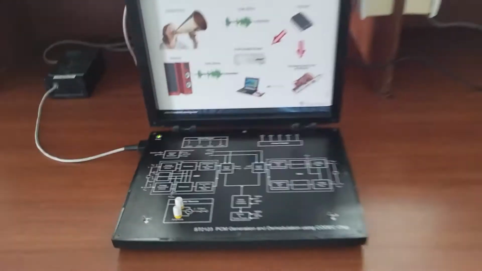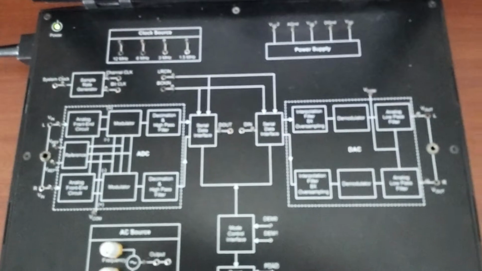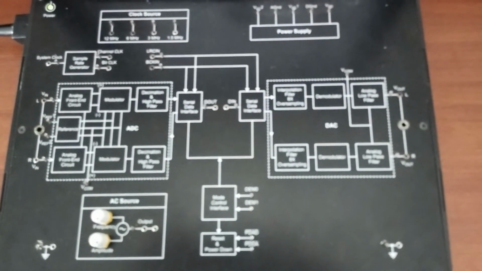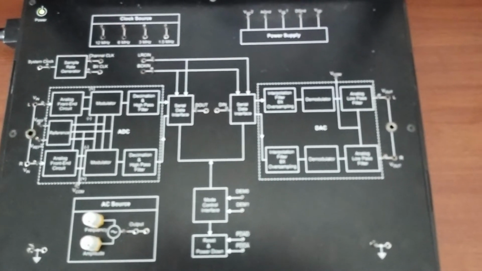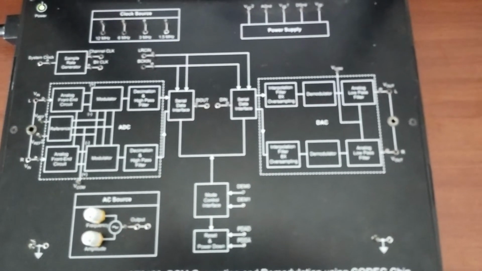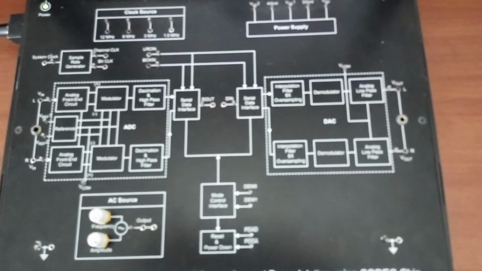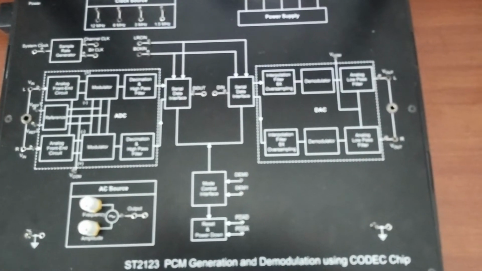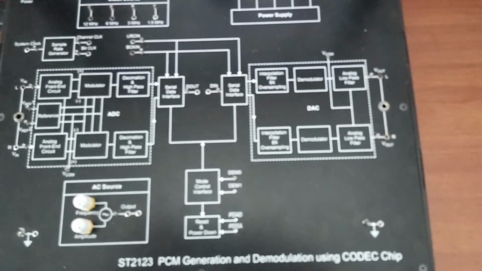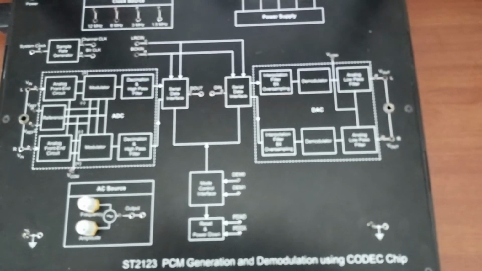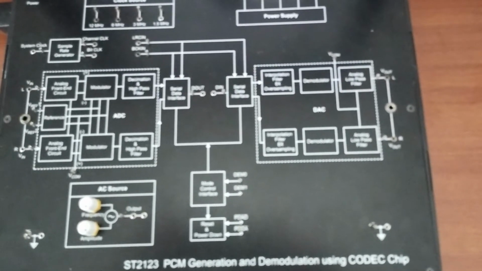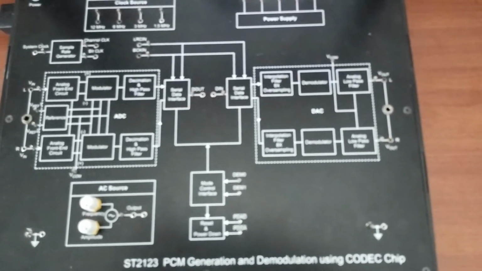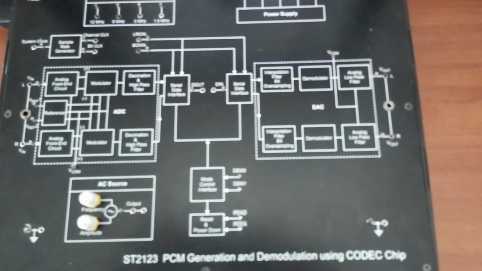Coming to the circuit operation, in pulse code modulation, we need an analog signal as a message and a pulse signal as a carrier. These two signals are given to the analog to digital converter. The output of the analog to digital converter is in the form of digital signals, zeros and ones, which is called digital signal format. So the pulse code modulation converts the analog signal to a digital signal. That is the operation of pulse code modulation.